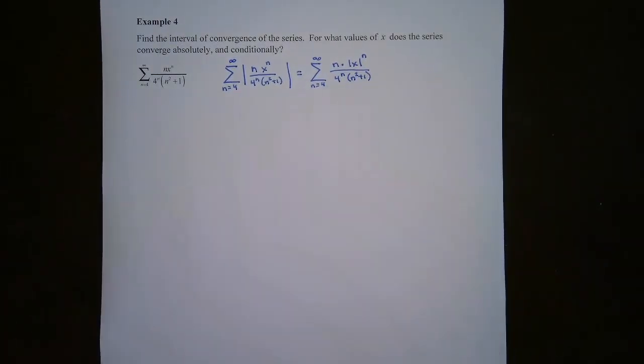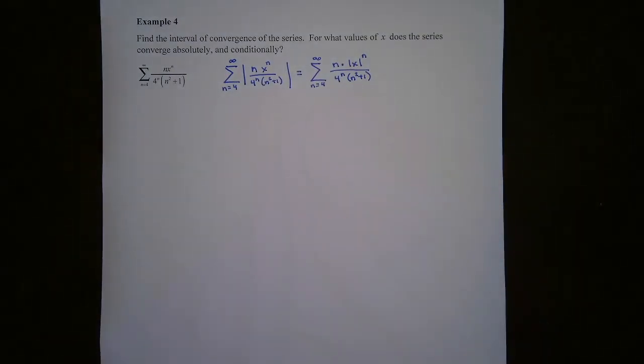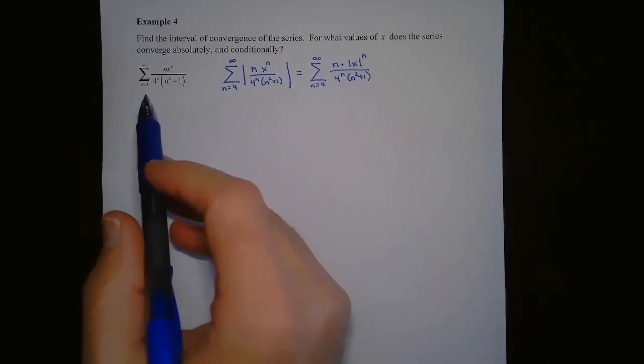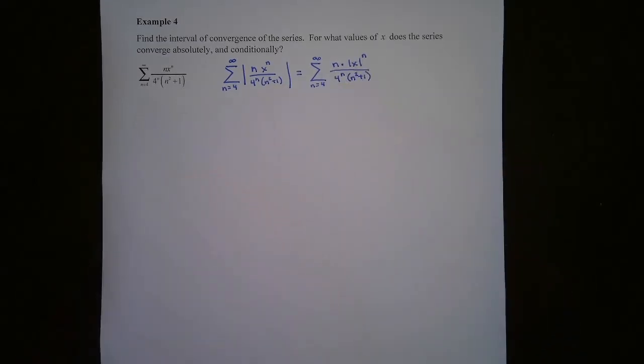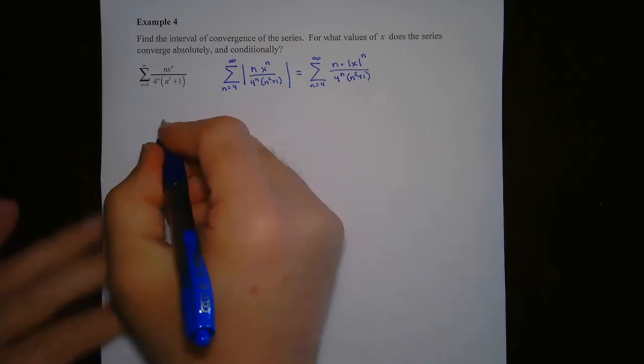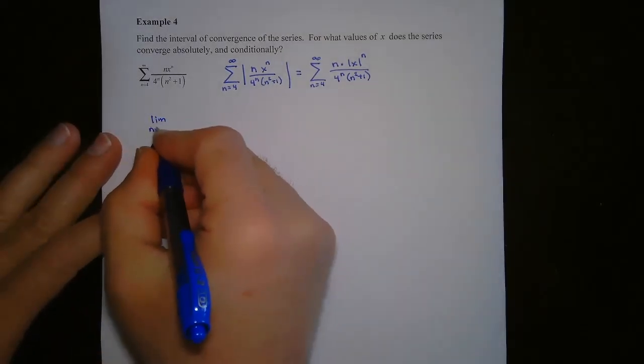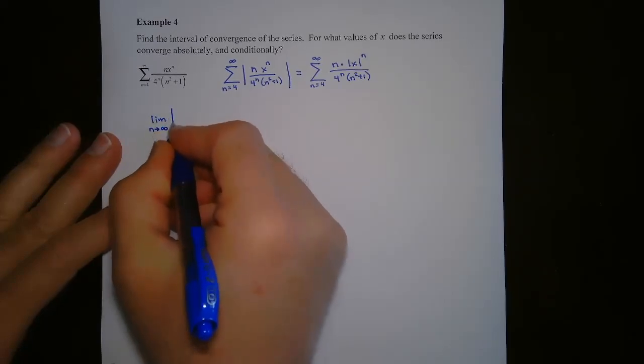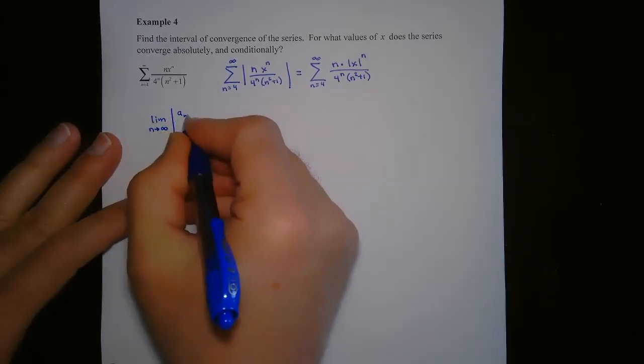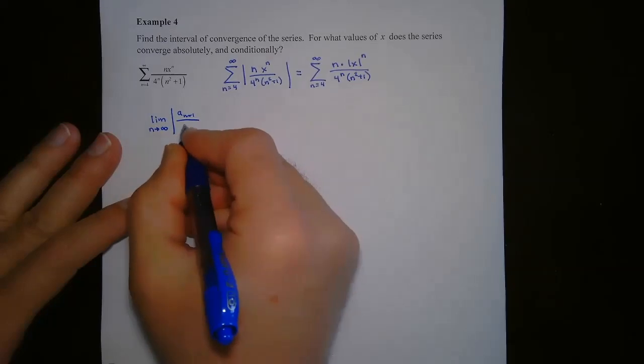Now we have powers of n. Since we have powers of n, and this isn't a geometric series because we have this x raised to the n, what we need to use is the ratio test, because this is not a geometric series. So we're going to use the ratio test, which means that we're going to find the limit as n goes to infinity of the absolute value of a sub n plus 1 over a sub n.